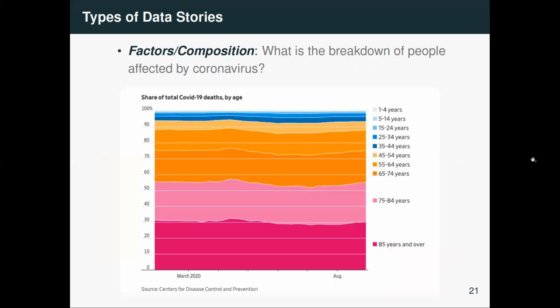Similarly related are factors or composition analyses. These types of stories just break down or subset the data in meaningful ways and try to draw some information from them. So here's an example using CDC data, and this story attempts to break down the age groups of coronavirus deaths. You can see here, most of the deaths that occur from coronavirus are people aged 85 or older. There are very low amounts of people younger than 4. And there's some in between in the 65 to 74, and then 55 to 64 range.